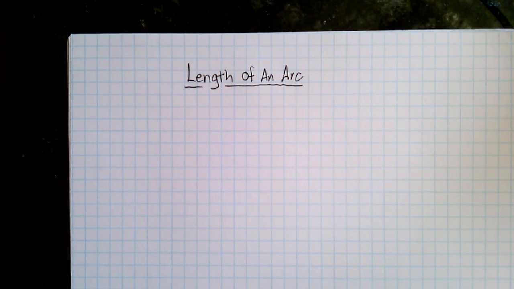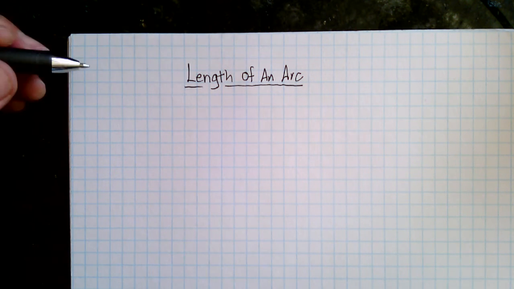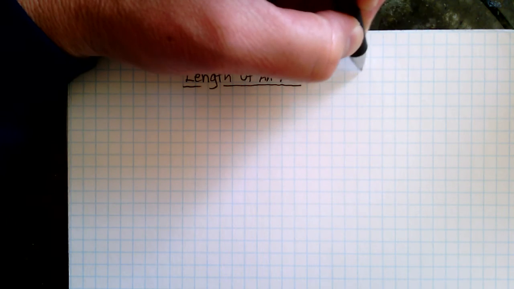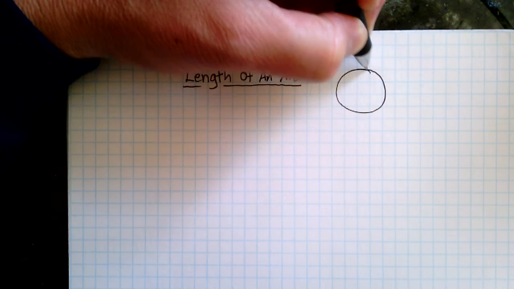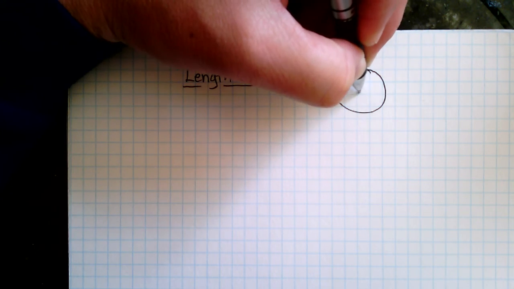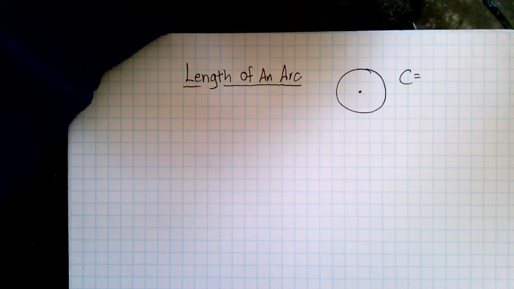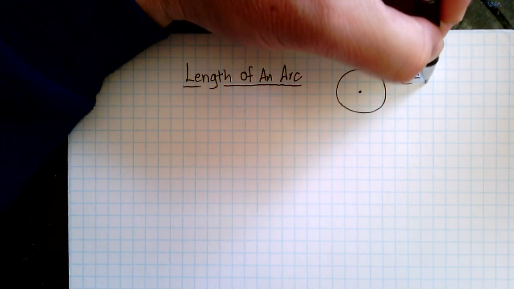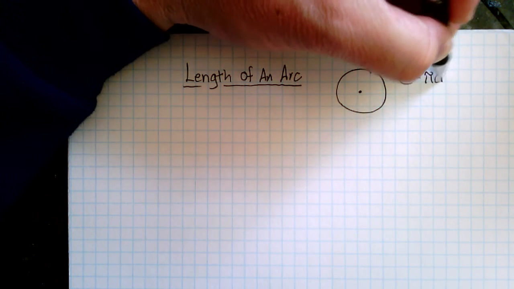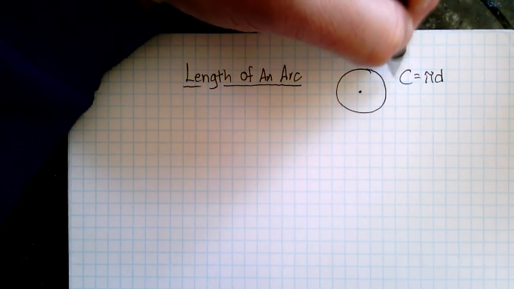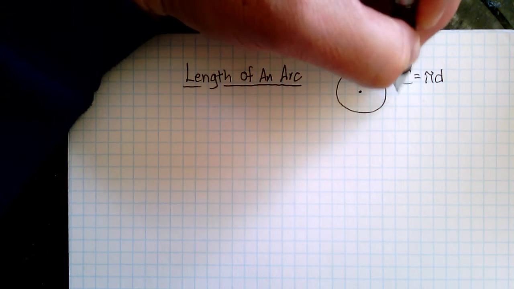Okay, this is length of an arc. So recall that when you have a circle, the distance around the circle is called the circumference, okay? And the circumference can be found by taking pi and multiplying it by the diameter. So there's one formula for circumference.